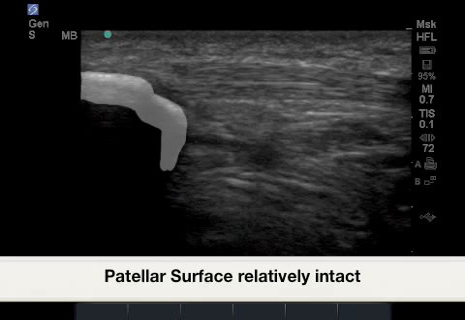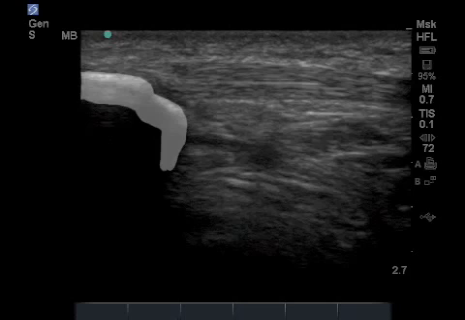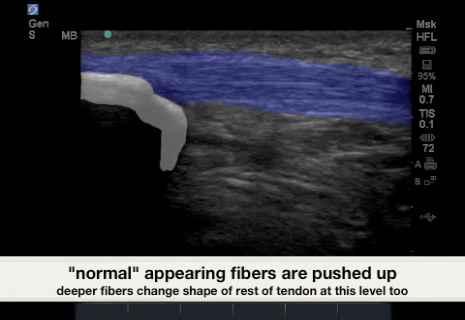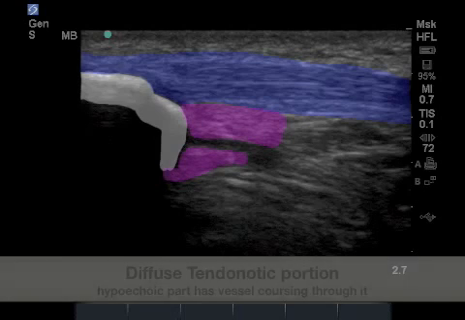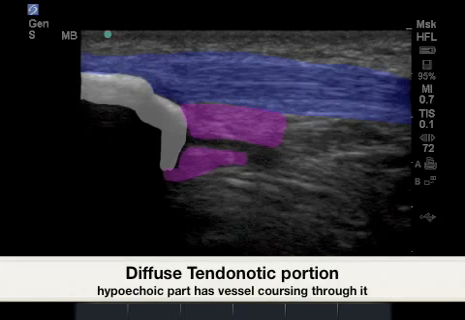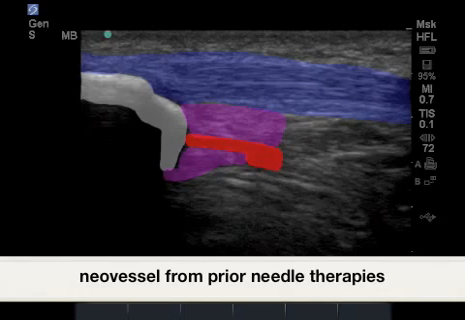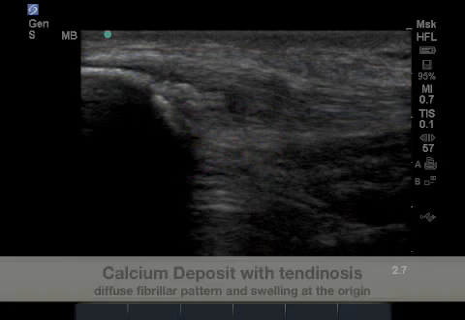Highlighted in white is the apex of the patella, which seems relatively unchanged. And here is the more normal fibrillar pattern of the infrapatellar tendon, and the purple, which is the diffuse thickened portion, followed by a hypoechoic single vessel, likely caused by prior needle therapies to this site.